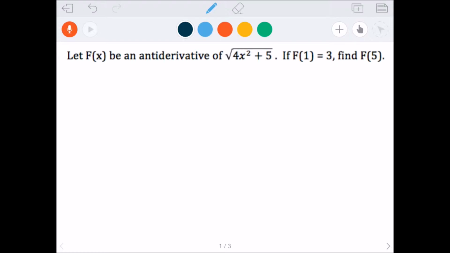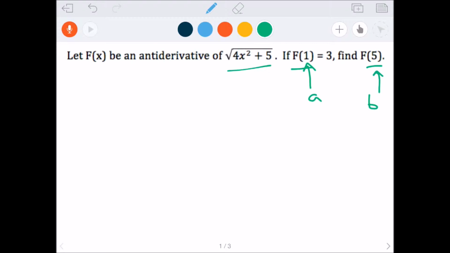Let's look at these. Let f of x be an antiderivative of blah blah blah. If f of 1 equals 3, find f of 5. What I need to do is rewrite this using the fundamental theorem of calculus. What I see here is I have my function, I have its integral here and here, and I don't care what its integral is, I just care what its value is. I have my lower limit, and I have my upper limit.